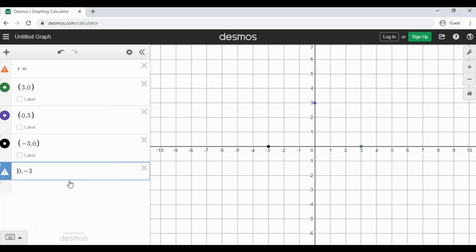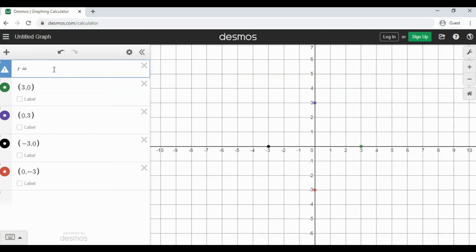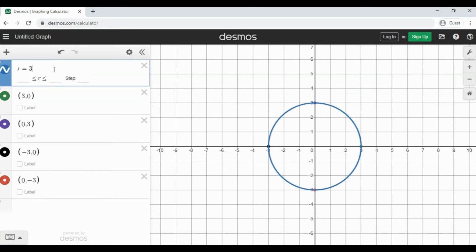And you might be thinking to yourself, is there a shape that has a radius of 3 no matter what the angle is? Well, yes, there is. So let's go ahead and put in r equals 3. And look, there it is. That's the shape. It's a circle.